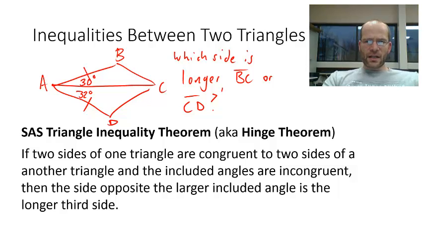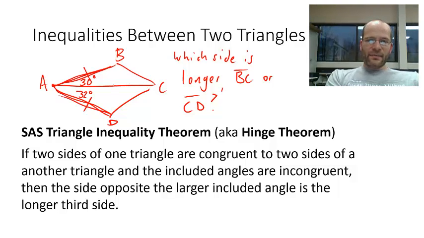Question says, which side is longer, side BC or side CD? It's a perfect opportunity to use the side-angle-side triangle inequality theorem, or the hinge theorem. What we do is we look for two sides that are congruent. There's one that's kind of obvious here. AB is clearly congruent to AD down here.